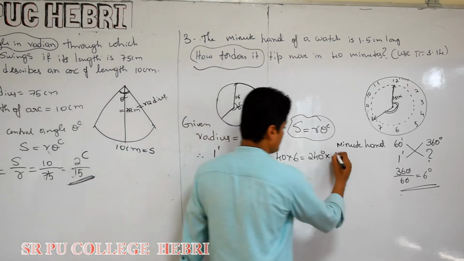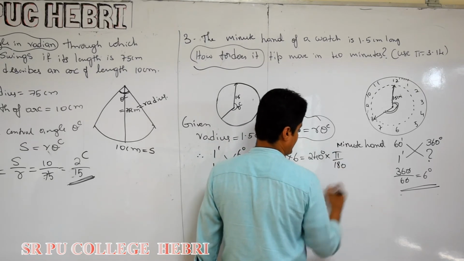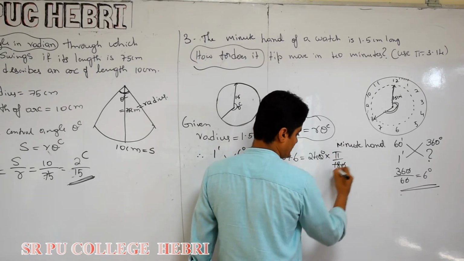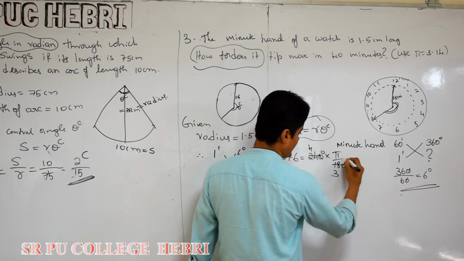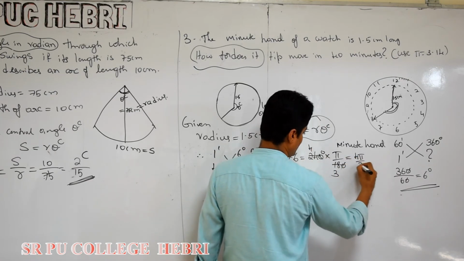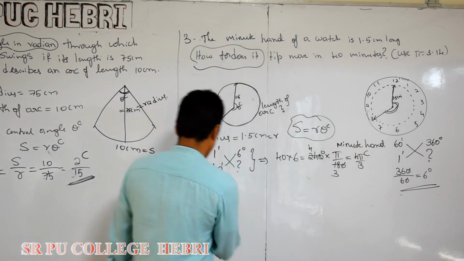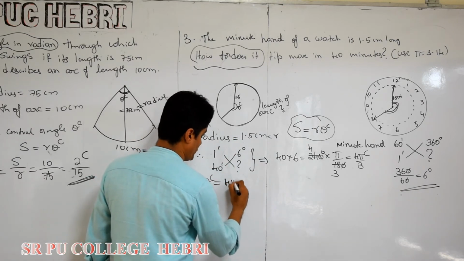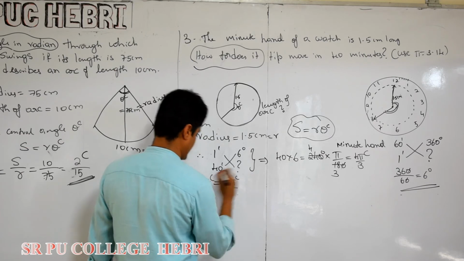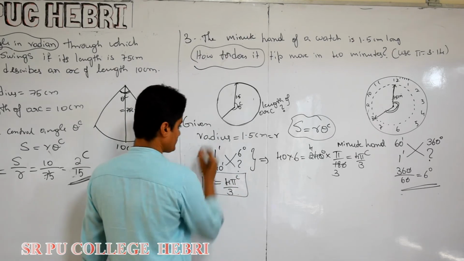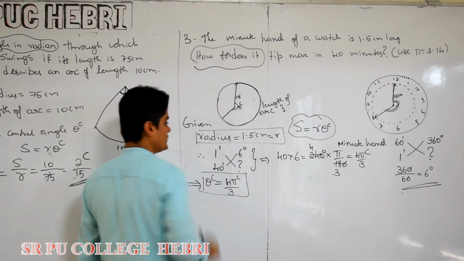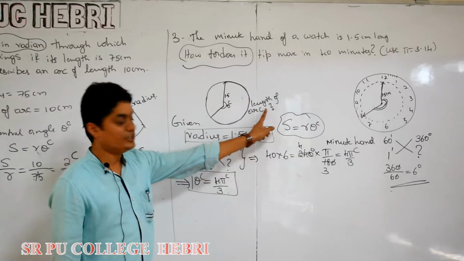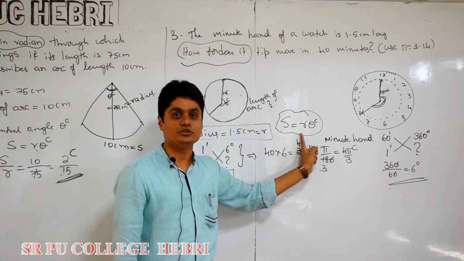Radian here convert ಮಾಡೋದು multiply by pi by 180. 0 cancel, 6 3s are 18, 6 4s are 24. So it is 4 pi by 3 radian. So this implies I can write theta radian is equal to 4 pi by 3 radian. So theta ಗೊತ್ತಿದೆ, radius ಗೊತ್ತಿದೆ. So what is required? S. Now you can use this formula. S is equal to r theta.